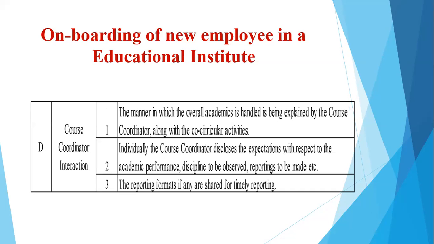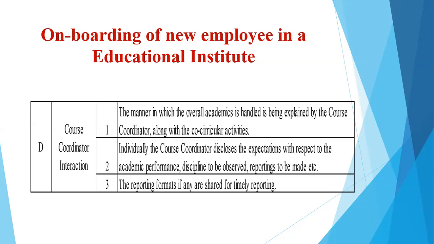Then we come to the fourth point, that is course coordinator interaction. When a faculty joins the organization, the main purpose is the academic part or the academic courses that the faculty will be handling, right? So there is a course coordinator who takes care of the entire academics. Along with the courses that will be handled by the faculty, the co-curricular activities that are required to be handled are also disclosed to him.